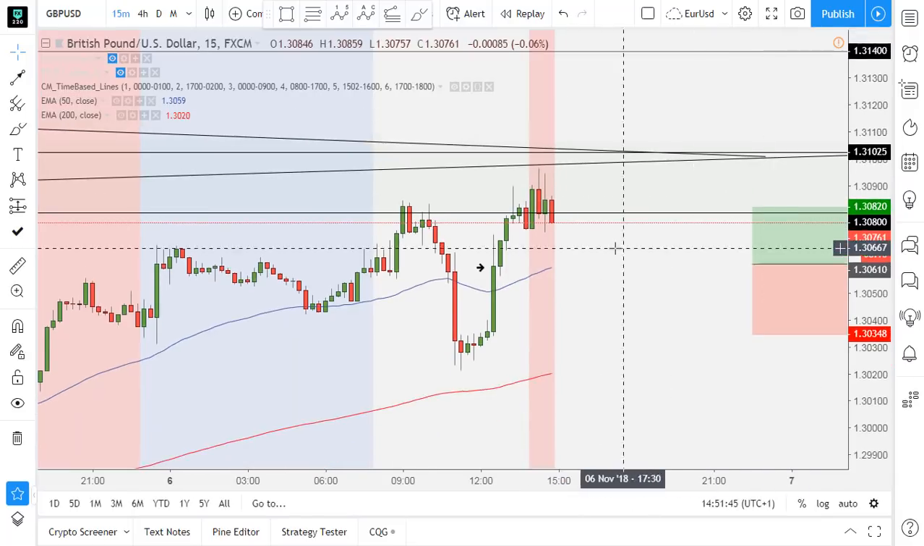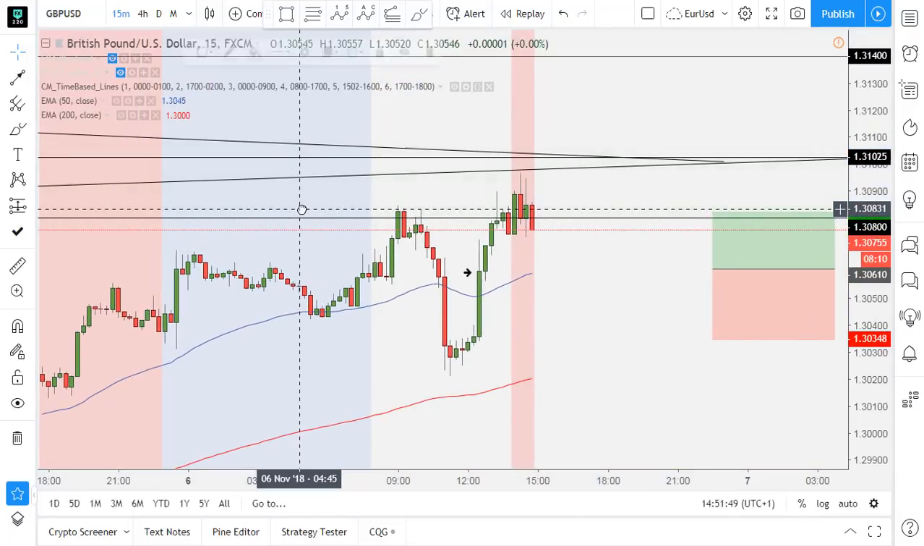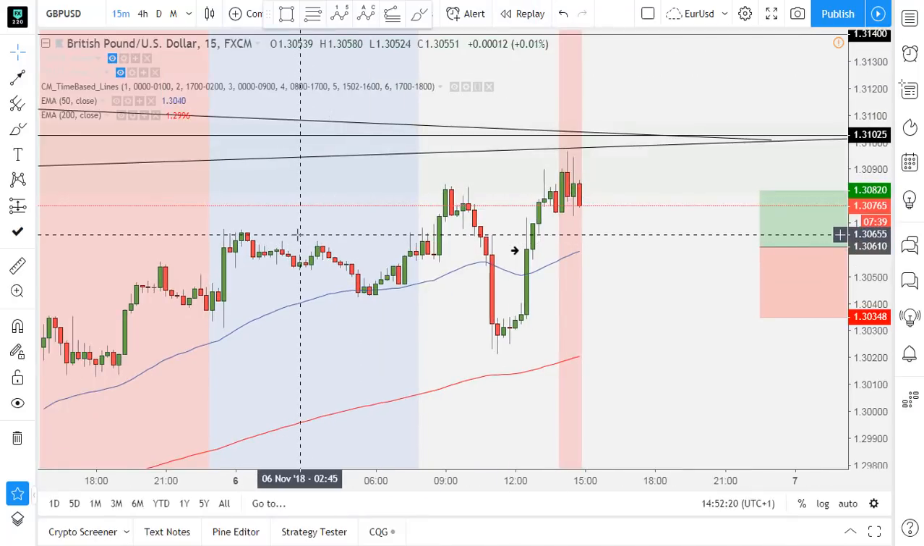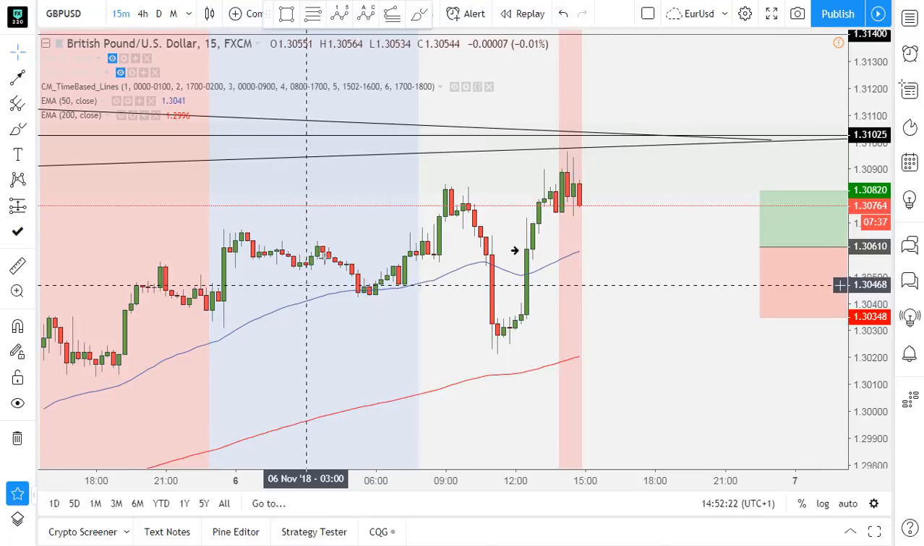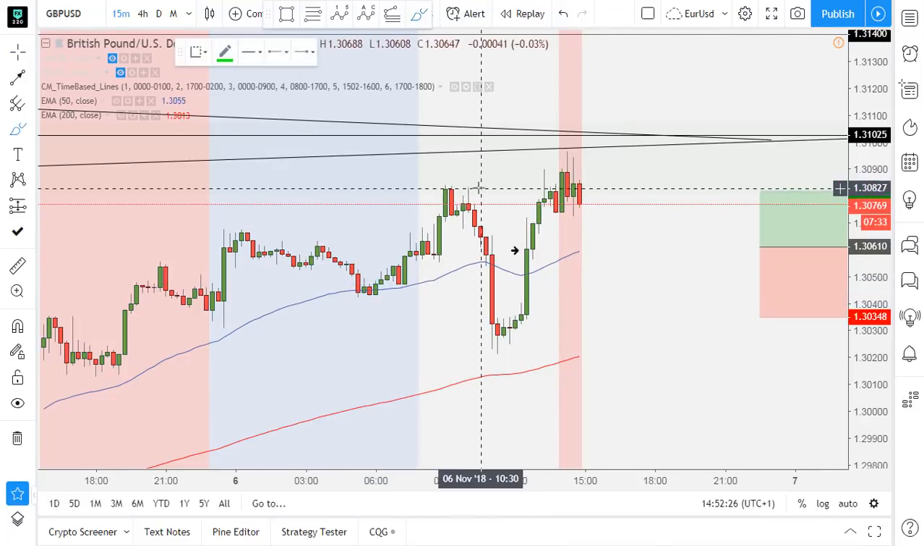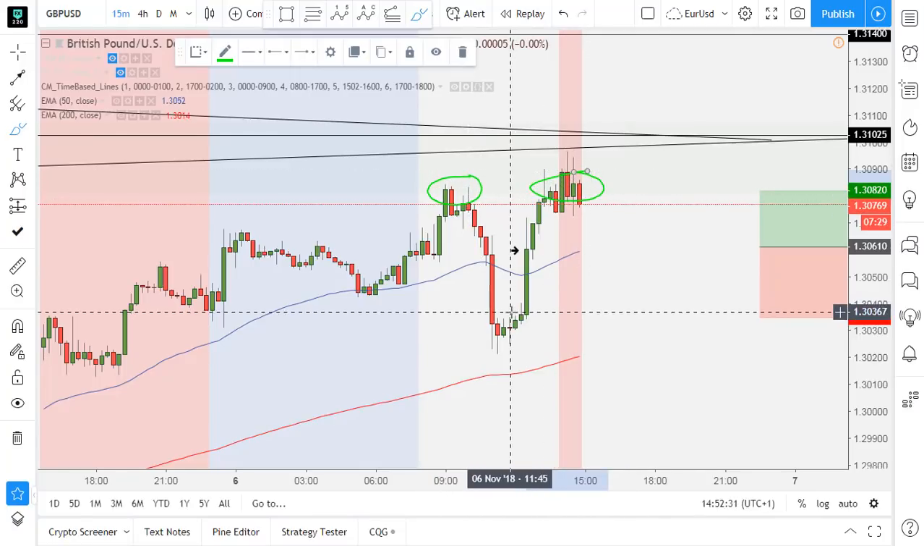This level affected our trade, so let's try to remove this line right here and we'll see what goes. Okay, so we don't have that line anymore, and now tell me, why did price reverse at this point right here? I want to get an answer. Why did price reverse here?